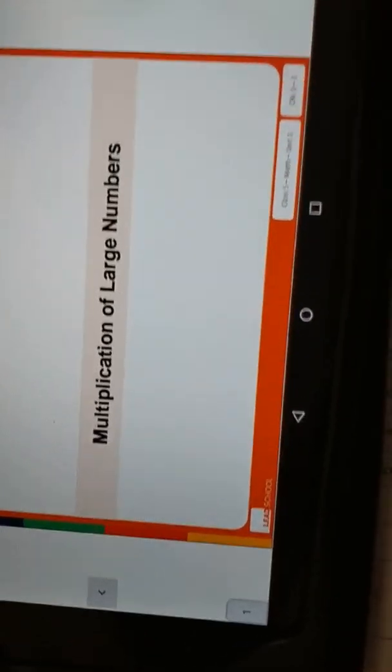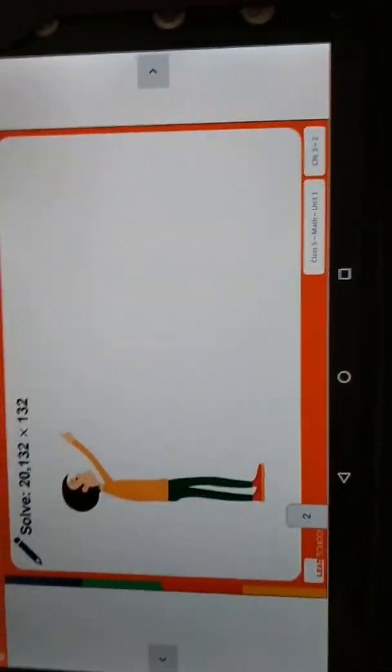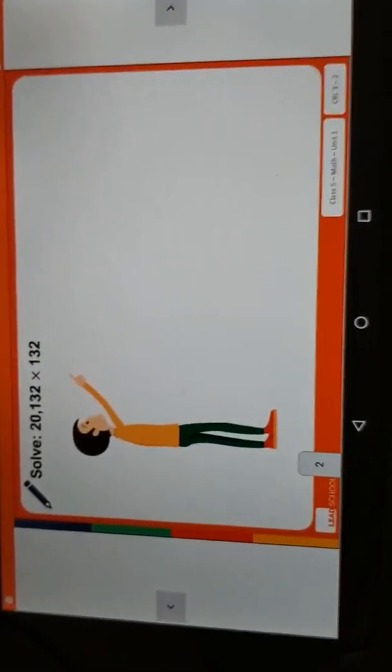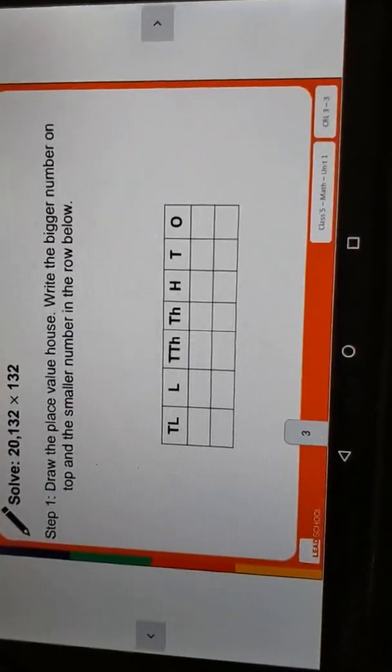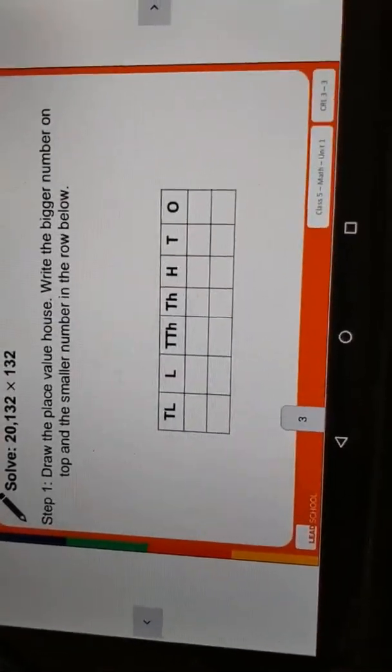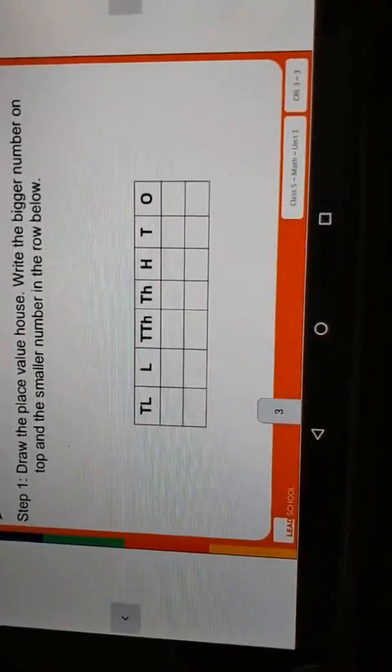Standard 5th. So students, today we will start multiplication of the large number. Now see, look at this: 20,132 into 32. In that, first of all, we have to draw the place value box, or the place value house, whatever you want to call it. We have to draw the place value house.